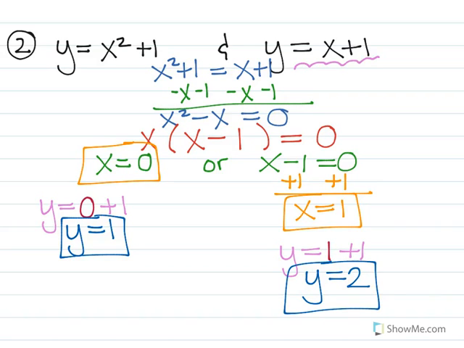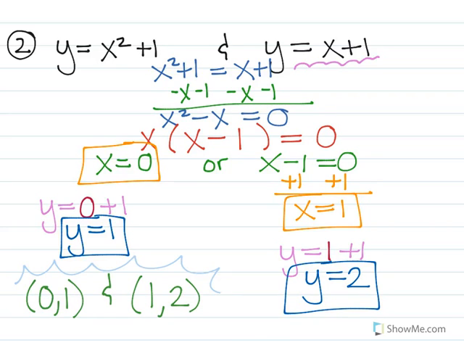And then my final answer has to be written as an ordered pair. So I end up with the ordered pairs 0, 1 and 1, 2. And I'm just going to bubble it in so it stands out a little bit. And that's it. That's all we have to do for our notes for today.